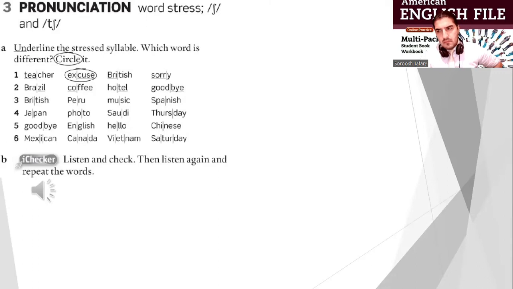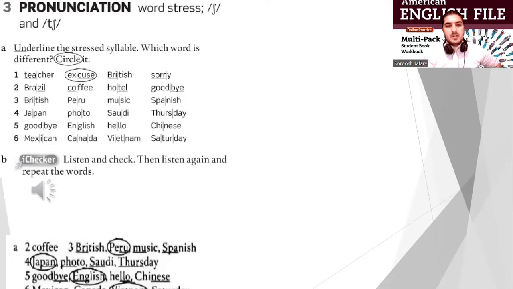5. Goodbye. English. Hello. Chinese. English is different. 6. Mexican. Canada. Vietnam. Saturday. Vietnam is different.